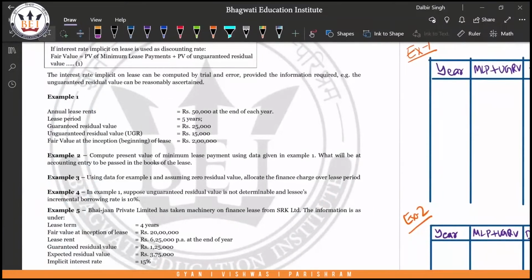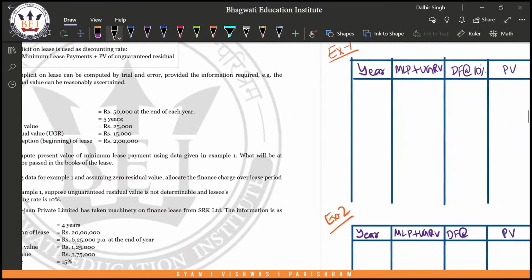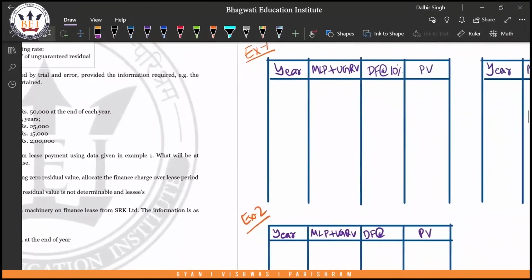Example 1. The annual lease rent given is 50,000, paid at the end of each year. The lease period is 5 years. Guaranteed residual value is 25,000. Unguaranteed residual value is 15,000. Fair value at the inception of the lease is 2 lakhs. Now this is a very similar concept you would have studied earlier.